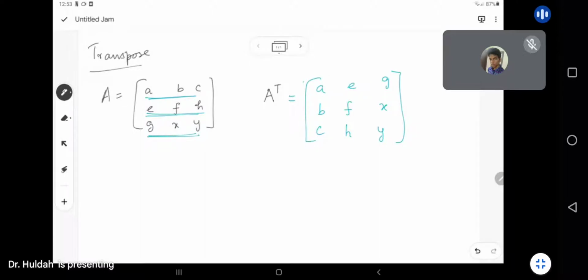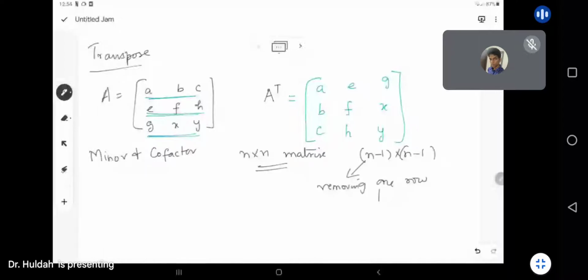So this is the transpose. The next thing I want to tell you is about the minor and the cofactor. Now, suppose I take an n by n matrix, n rows, n columns. We remove one row and one column, correct? That's why the number gets reduced by 1. Suppose I have a 3 by 3, then the minor will be 2 by 2. I'm removing one row, I'm removing one column.